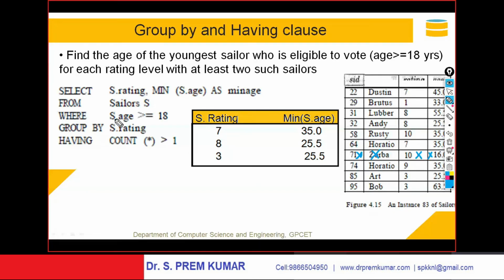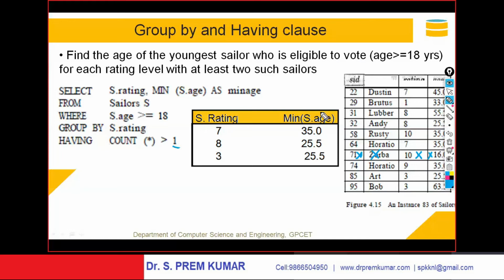Okay. And you are grouping on rating. Grouping on rating means 7 and 7 are grouped. Is that group count greater than 1? Yes. 7, 7. There are 2. Count is 2. Is it greater than 1? Yes. Now that row is considered.